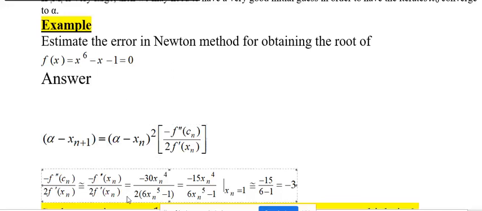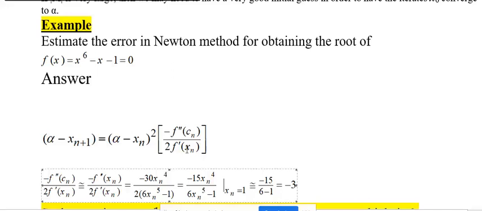So down here we have 2 which is in the formula, and then f dash is 6xn to the power 5 minus 1, and we must obtain the second derivative. So we differentiate 6x to the power 5 minus 1. What is the derivative? 30x to the power 4. So we have f double dash of xn up here: minus, which is in the formula, 30xn to the power 4. This is the value of m.